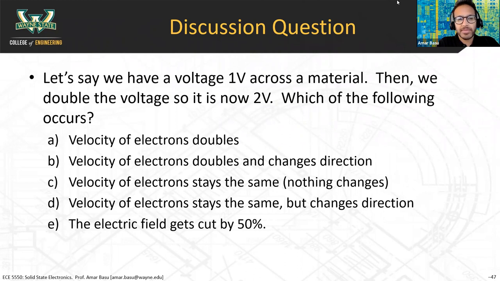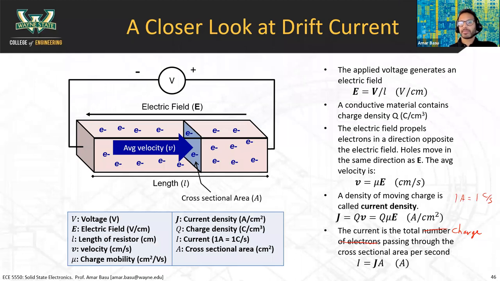See the equations. So how about this? Just take a little bit of time, write down the question on a paper, and then I'll move back to the other slide. So we have 1 volt across the material, and we double the voltage to 2 volts. Which of the following occurs? Okay, so I'll go ahead and move back. You can look at the summary slide.